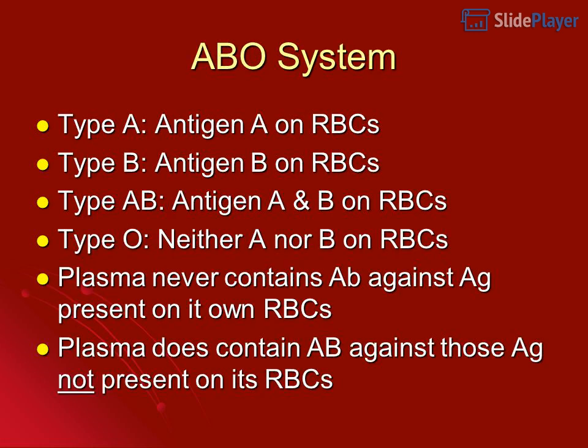ABO system. Type A, antigen A on RBCs. Type B, antigen B on RBCs. Type AB, antigens A and B on RBCs. Type O, neither A nor B on RBCs. Plasma never contains antibodies against antigens present on its own RBCs. Plasma does contain antibodies against those antigens not present on its RBCs.